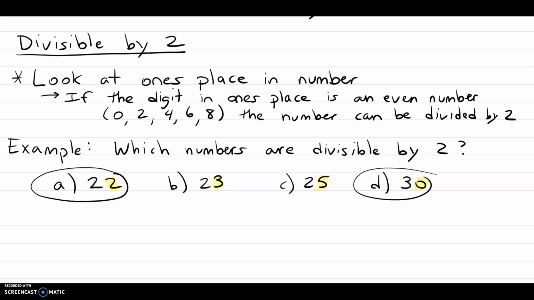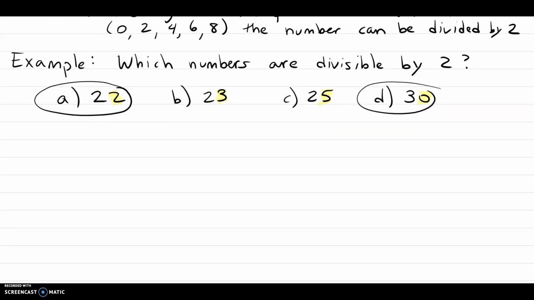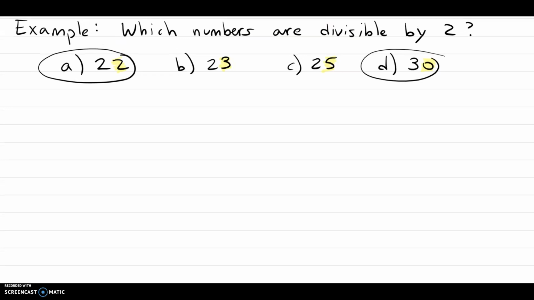If you divide B and C by 2, you would get a decimal, which tells you that it's not divisible. So divisible should give you a whole number as your answer. So that's the rule for divisible by 2. So if you wanted to tell me if any number can be divided by 2, you look at the ones place in the number. If it's even, you can divide that number by 2. All right.